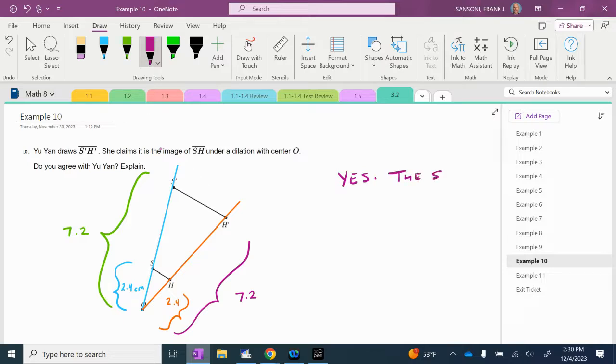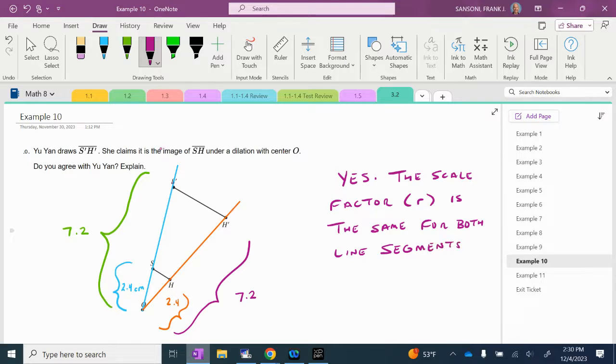The scale factor, which letter do we use for scale factor? Lowercase r. The scale factor is the same for both line segments. So the blue line and the orange line, they have the same scale factor going from the original point to the prime. Okay, we're skipping 11.